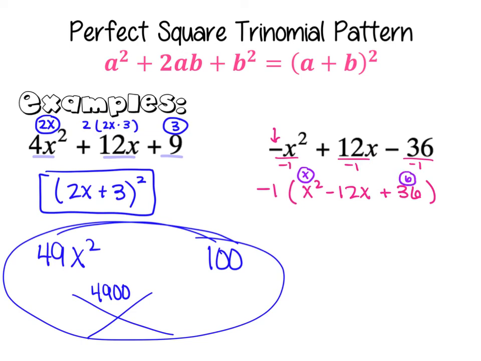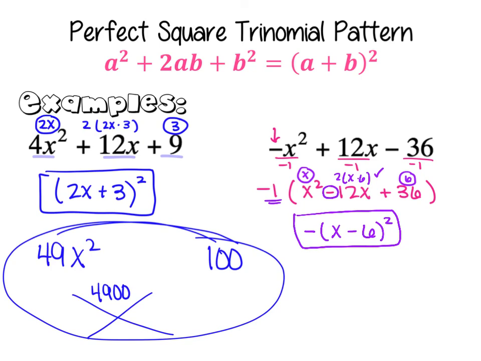Then all I have left to check if this is a perfect square is to make sure that 2 times x times 6 is 12x. But because it's a negative 12x, I know that as a perfect square, since it is, right, I would need to write it as x minus 6 squared. The negative 1 is going to stay in the front, but I'm just going to show it as a negative sign, right, and say that that would be my final answer.